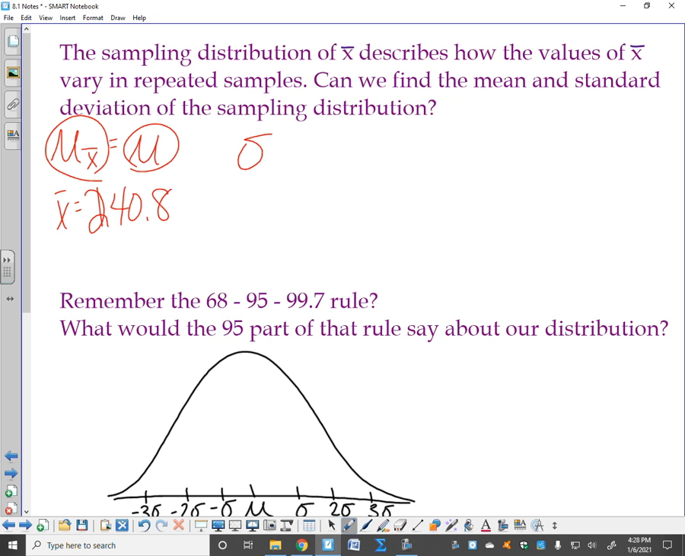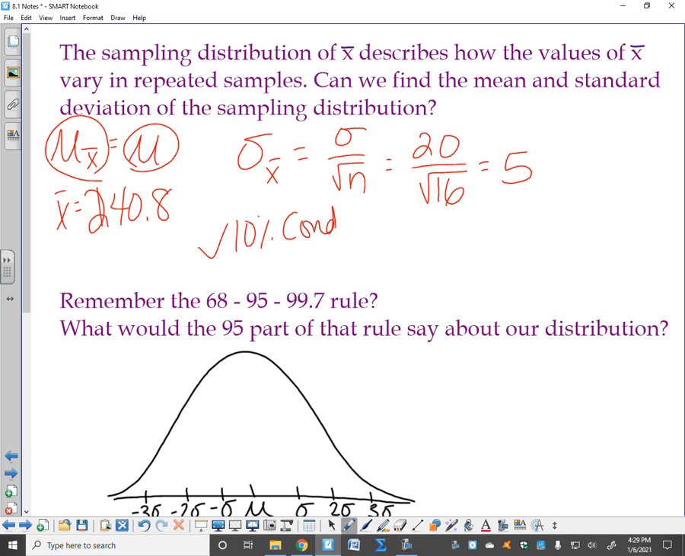Can I find sigma sub X bar? Well, absolutely, after you go past the 10% condition. So let's say we do that. Now I can find this. That was sigma over the square root of n. They told me sigma of the mothership was 20, and they told me my sample size was 16. Square root of 16 is 4. 20 divided by 4 is 5. So I know the standard deviation of the sampling distribution. I cannot find the mean of the sampling distribution, because remember, X bar is an unbiased estimator of mu, and I don't know what mu is.